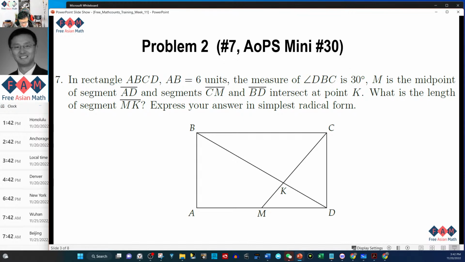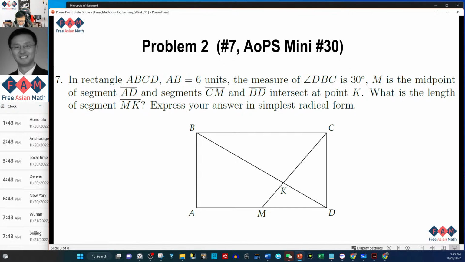Okay, in this rectangle ABCD, AB is 6. That's the height. The measure of angle DBC is 30 degrees. That's super nice. You almost immediately know everything about this figure, right? Because now you immediately have a 30, 60, 90 triangle in this DBC scene. Because triangle BDC is apparently a right triangle, it's 1/2 of the rectangle. Then you have a 30 degree angle there, DBC. So you know almost everything.